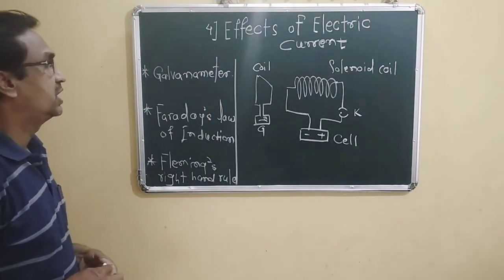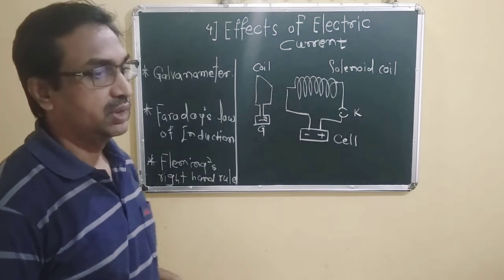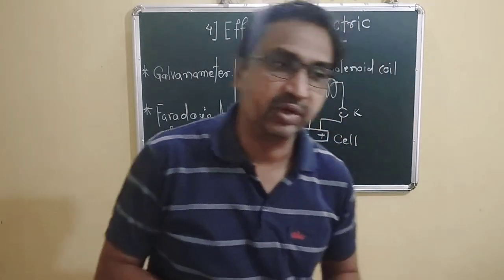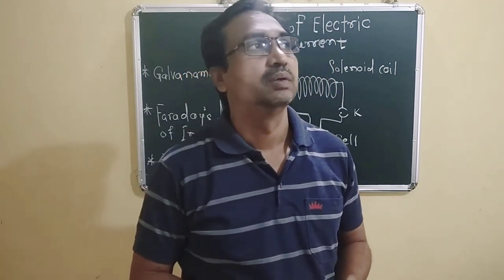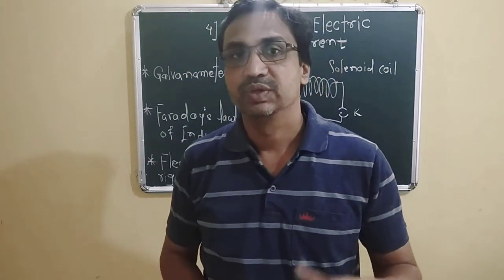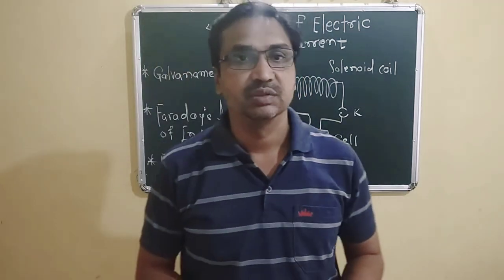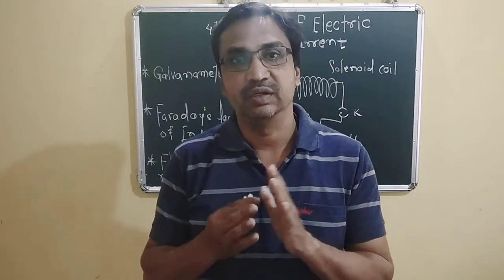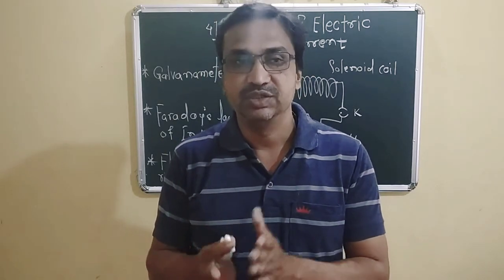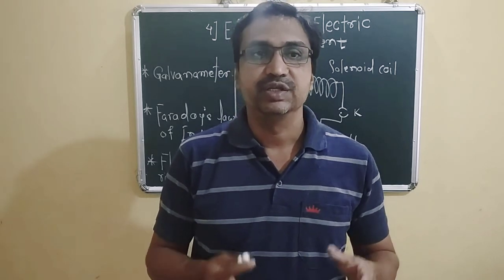So we will start from the first topic, galvanometer. What is meant by a galvanometer? We already heard the name. Ammeter is there, voltmeter is there, so the next one is the galvanometer. A galvanometer is an instrument which can measure the quantity of current and the direction of current. It is a sensitive device.